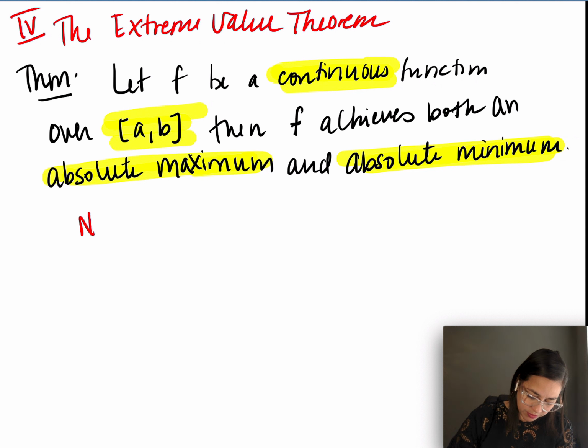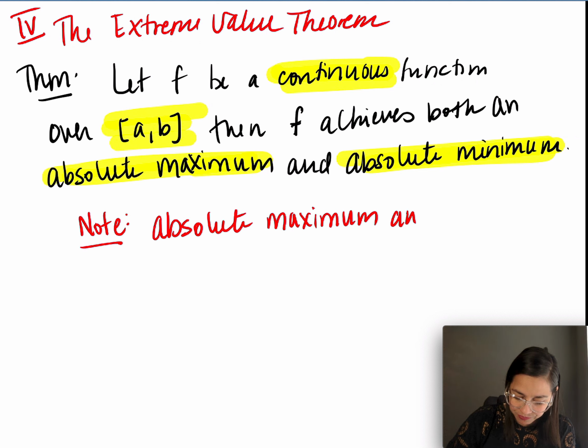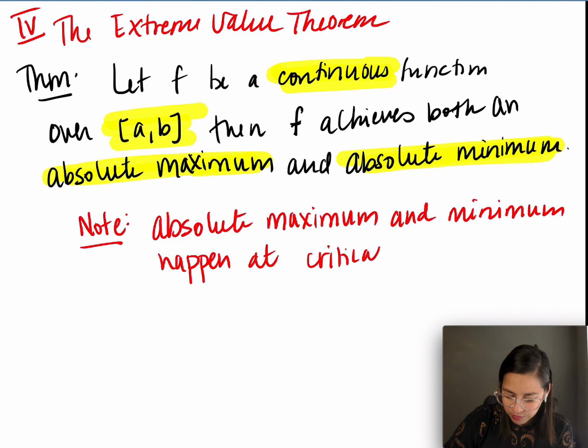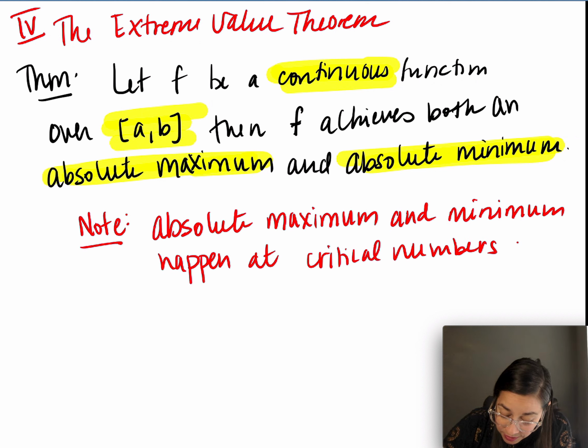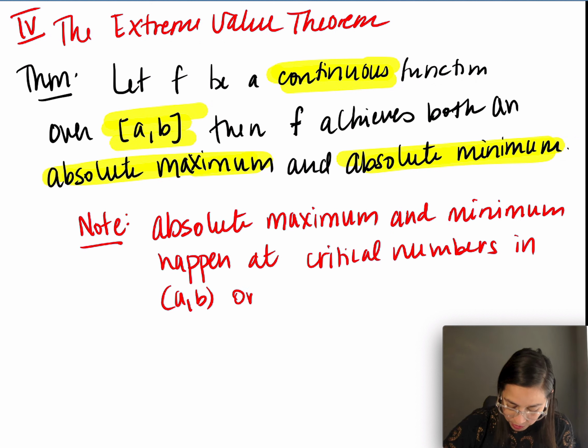So note, absolute maximum and minimum have to happen at critical numbers in A, B, right? Or the endpoints.